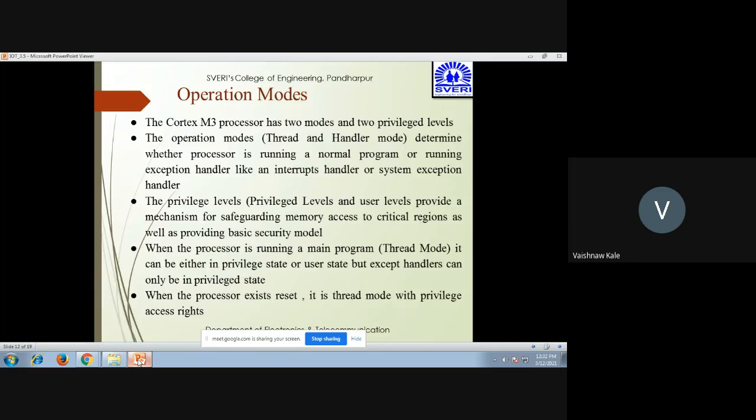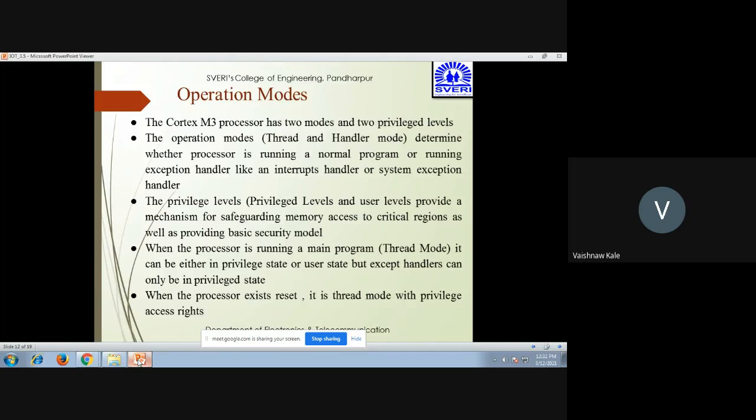When the processor is running a main program, that is the thread mode, it is in either a privileged state or the user state. But exception handlers can only be in a privileged state. So obviously when you are handling an exception handler, it will go into the privileged state. So from user state to privileged state, there are 2 state exits.